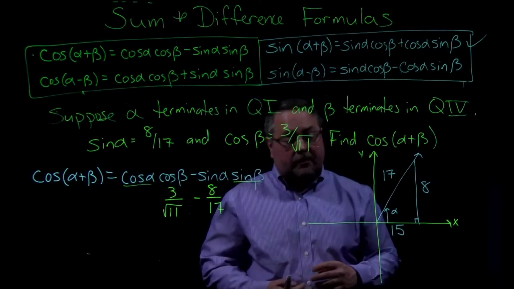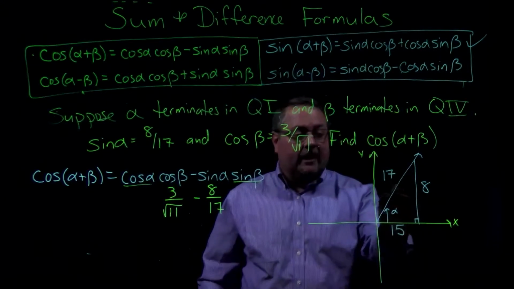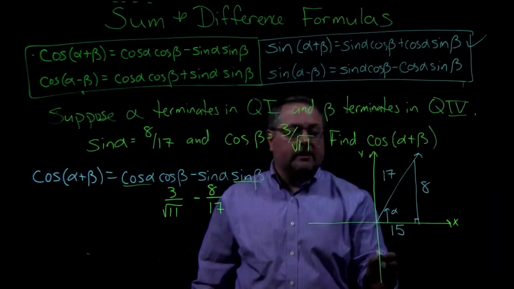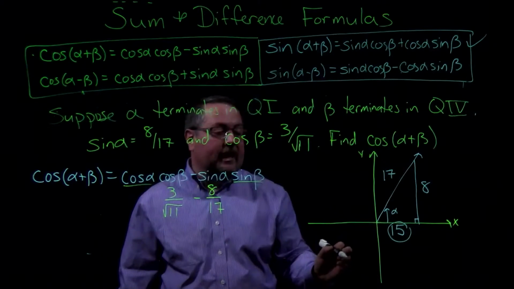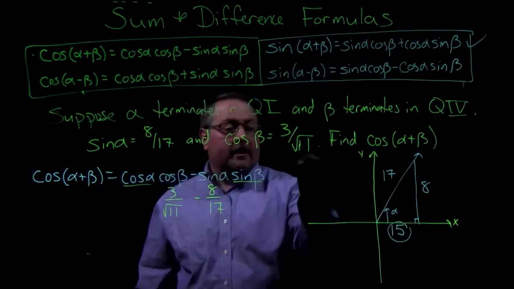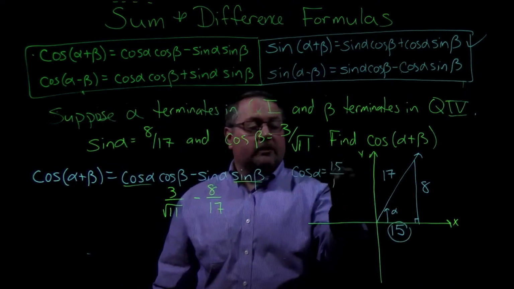If you didn't have this committed to memory, then you could work it out just using arithmetic. 8 squared plus 15 squared is 17 squared. So for this right triangle, the length of our missing side is 15, and therefore the cosine of alpha is 15 over 17.